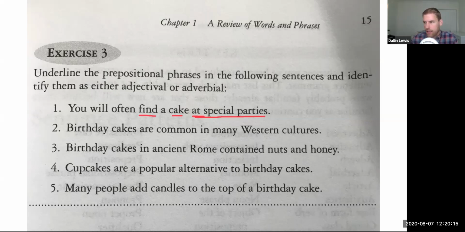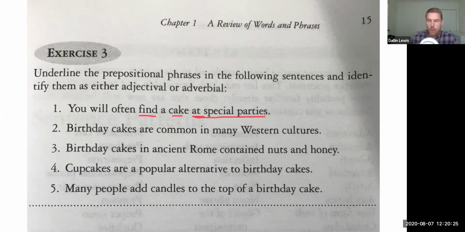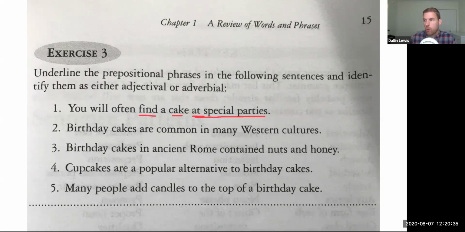And that seems to make sense. We still have the same meaning here, even though we moved it to the beginning. So that suggests it is an adverbial. We are talking about where it is that we find these cakes. Remember that adverbials answer questions like where, when, why, how, and how often, whereas adjectivals answer which ones or what sort. Let's go to the next one.